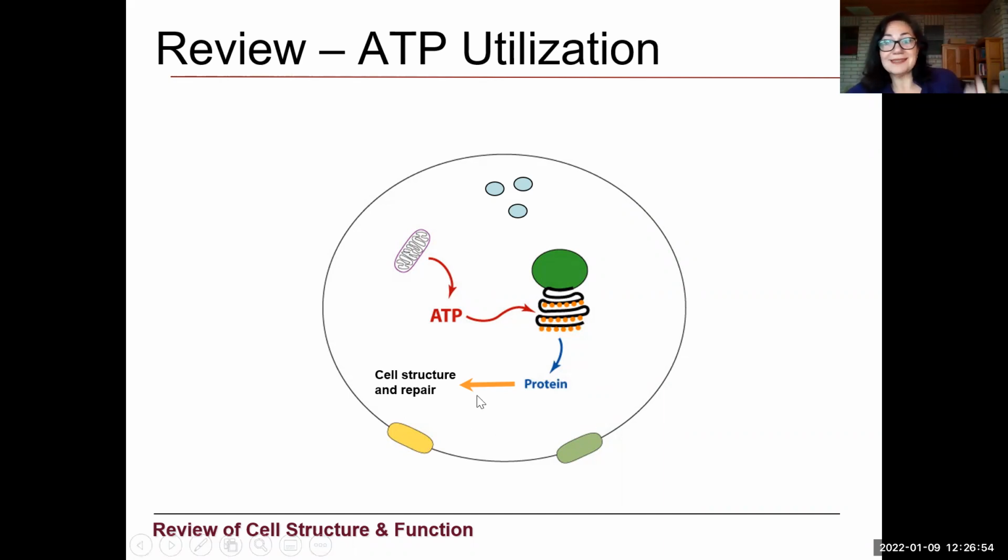But some of it just gets damaged and you just have to fix damage to the cell. Well, that's going to cost something. And so you have to pay for it with ATP. And if you don't have enough ATP, you can't do it.